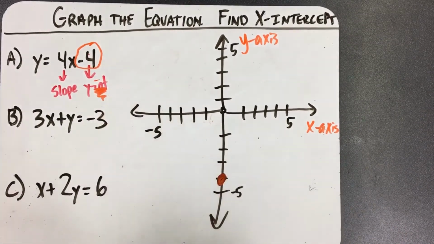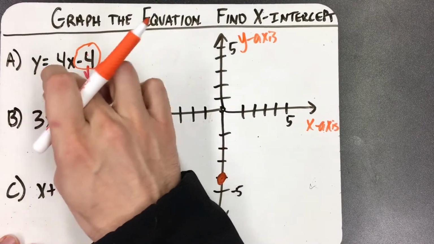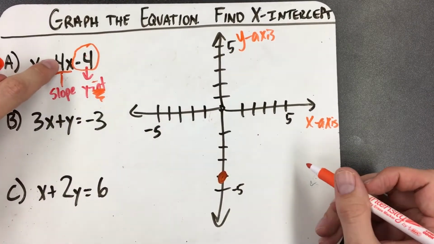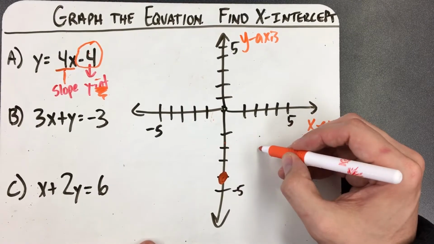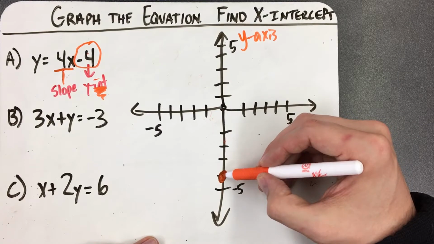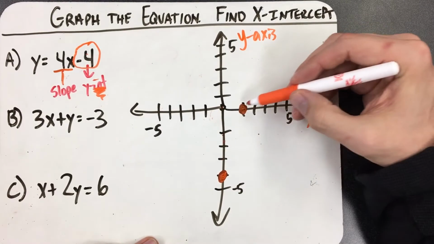Now I need to look at the slope. The slope is 4. That's the same thing as 4 over 1, isn't it? So I'm going to rise 4. I'm going to run over 1. I'm going to go up 4 over 1. Let me do it here really quickly. Start on this dot. Up 4. 1, 2, 3, 4. Over 1. Right there. And then do it one more time.